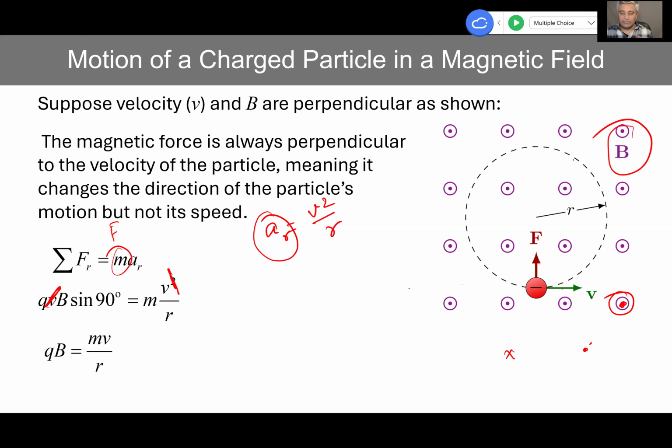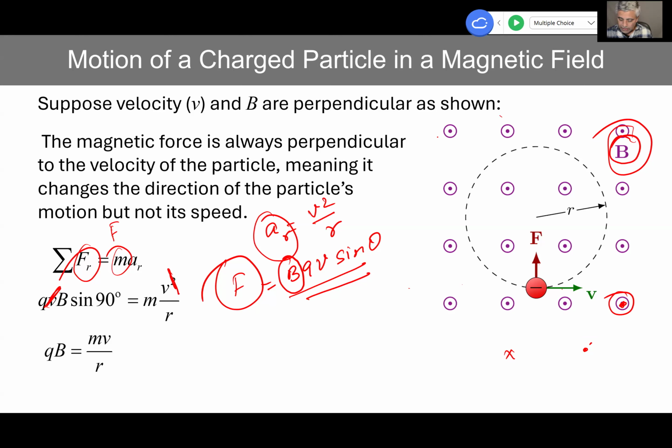The B field did not come from anywhere; the force came. So force and B field are not the same. Force and field are not the same. Keep that in mind. If a charge moves in a field, it experiences a force. The force is F, and the value is qvB sine theta. This is the force, and that is the field.